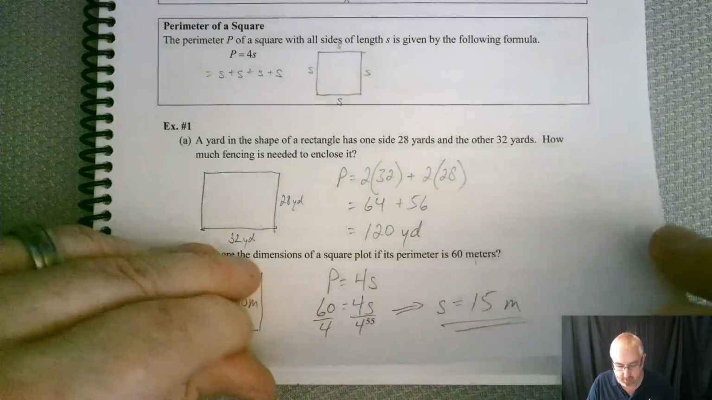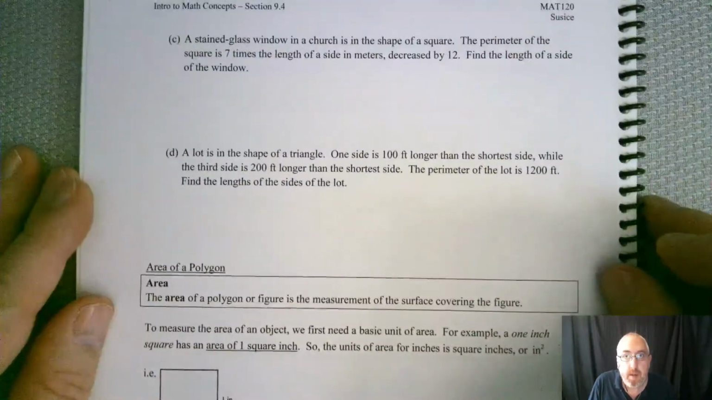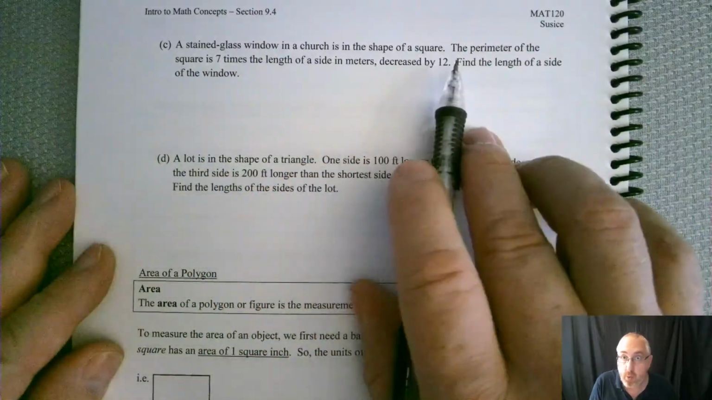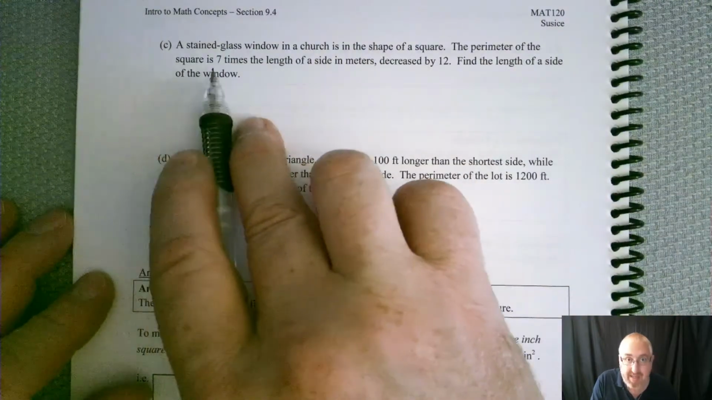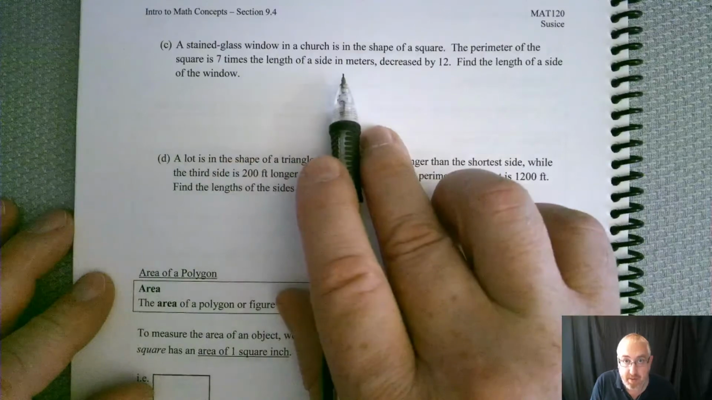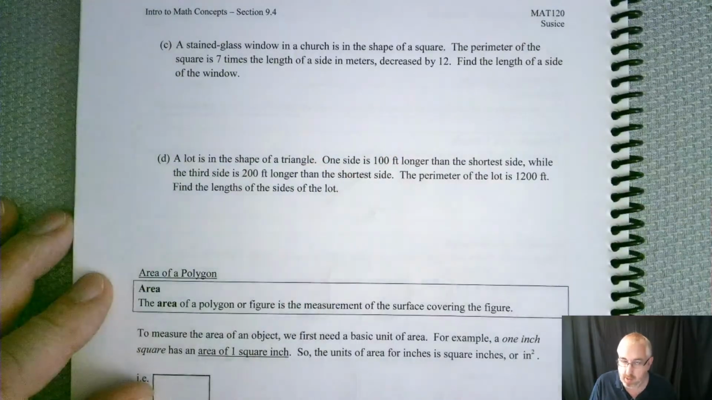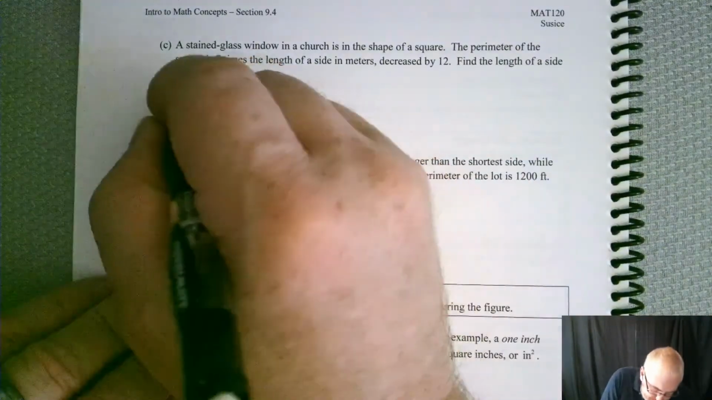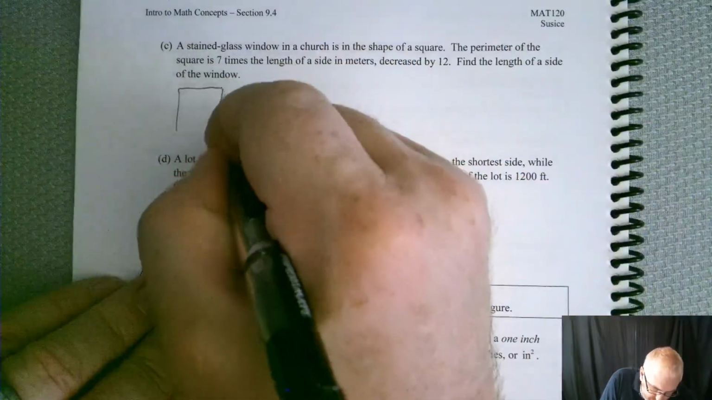All right, let's do a couple more, and then we'll pause for the next video. All right, we got a couple more here. So a stained glass window in a church is in the shape of a square, okay? We got a square. The perimeter of the square is 7 times the length of a side in meters, decreased by 12. Okay, so we're going to come to that in a minute. Find the length of the side of the window. All right, so let's get a picture and start snapping lead.